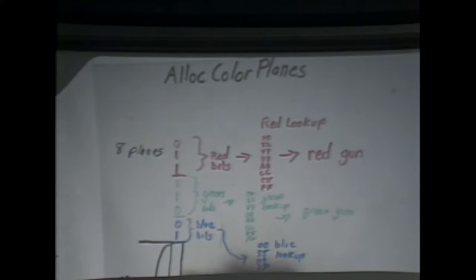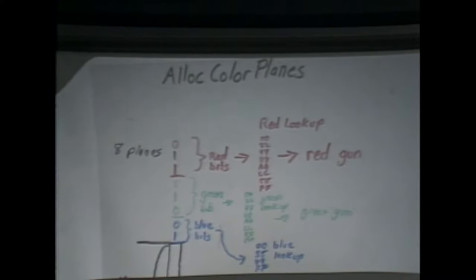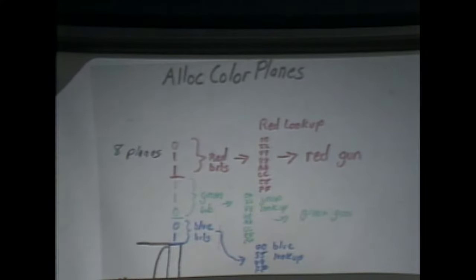You can do depth queuing by just reducing the pixel value in each field. You can do color blending and things like that as mathematical functions. Now comes the clever part.